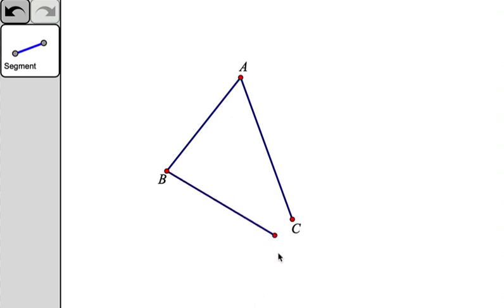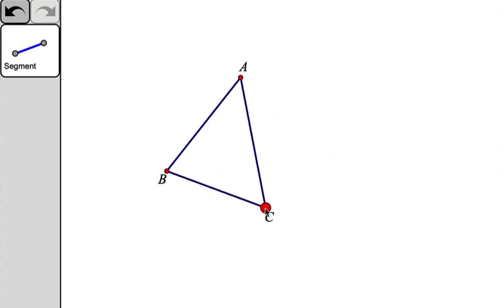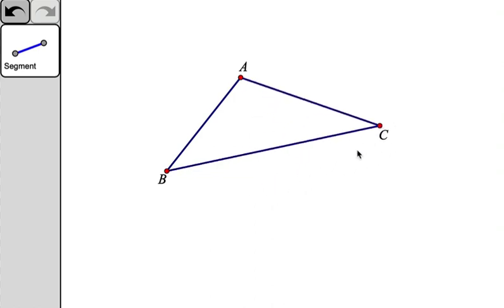I could undo this step and construct the segment again, but that isn't necessary. Instead, I'll drag one point onto the other, and when the point starts to glow, I'll let go. The 2 points are now attached and have been merged into a single point.